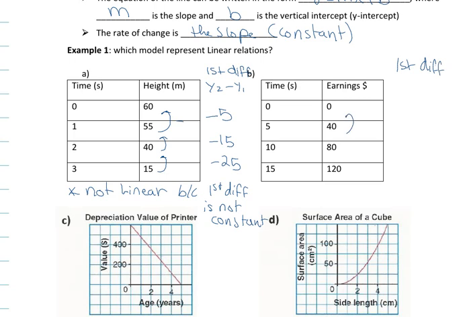To do the first difference, again, I have to do y2 minus y1. So 40 minus 0, that is 40. 80 minus 40, that is 40. 120 minus 80, that's also 40. So what do you notice here? That the first difference is constant. That means I can say that this is a linear function, because the first difference is constant.